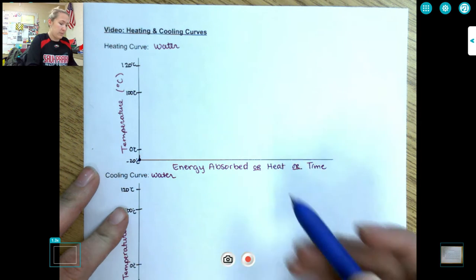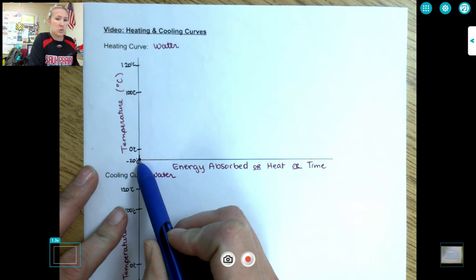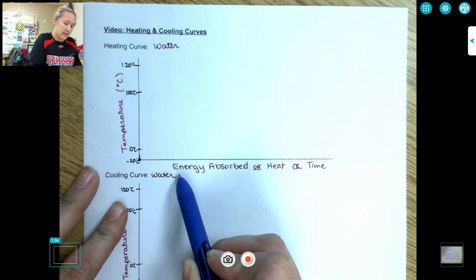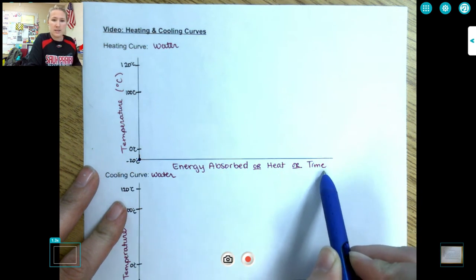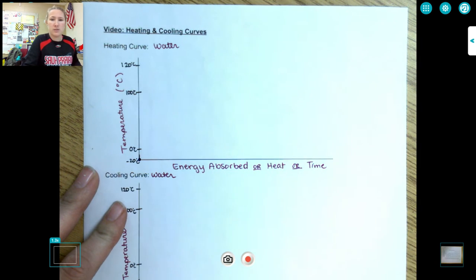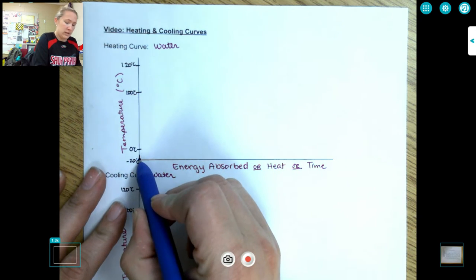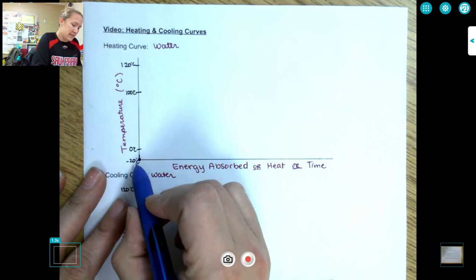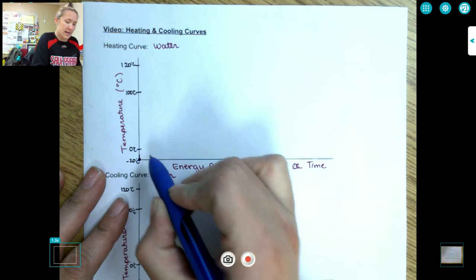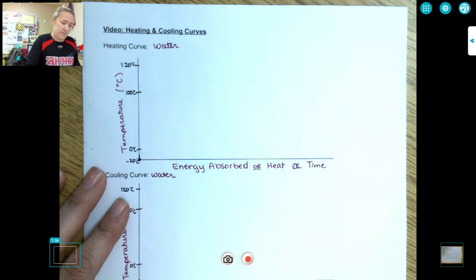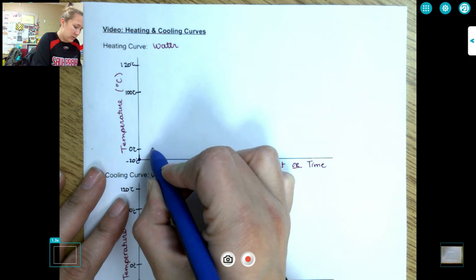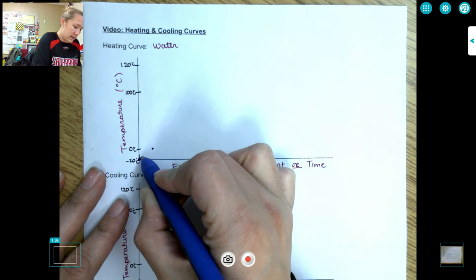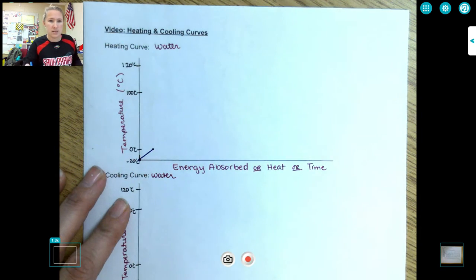So for water, we're going to start out at negative 20 degrees Celsius. We're going to say that we're putting energy in, which is heat, or time has gone by. Any one of these three variables on your x-axis, you'll end up with the same looking graph. Water at negative 20 degrees Celsius is a solid. As I put in heat energy, my water stays in its ice form, but it slowly increases in temperature as I heat it. So eventually it goes from negative 20 up to 0 degrees Celsius.